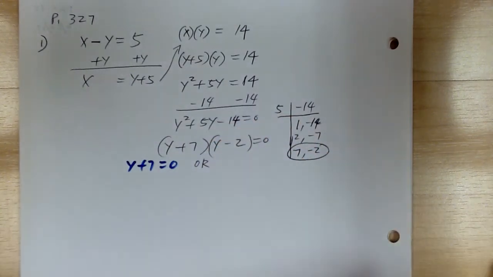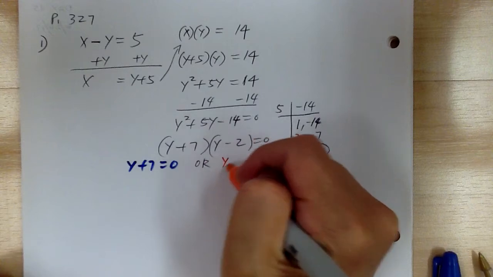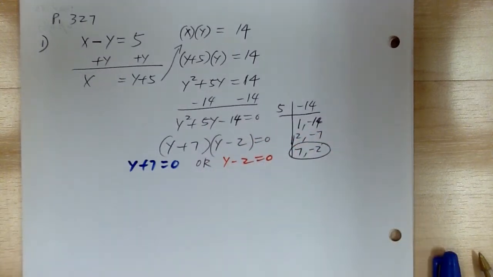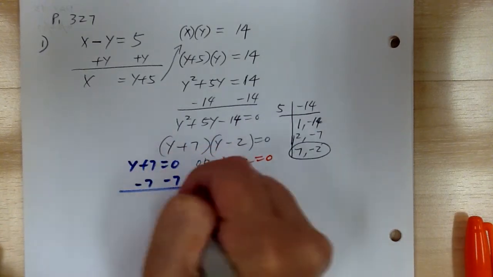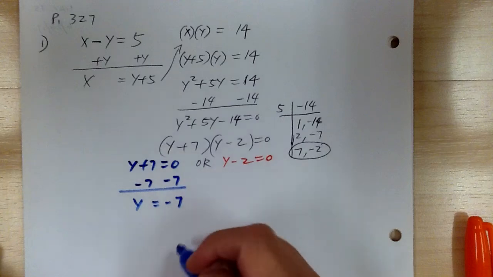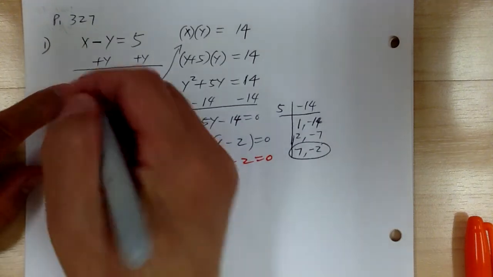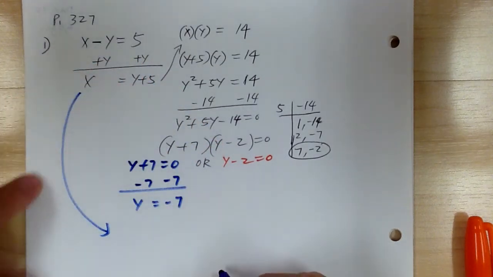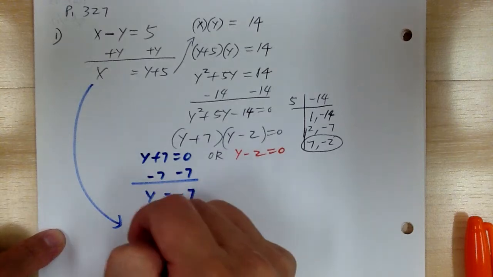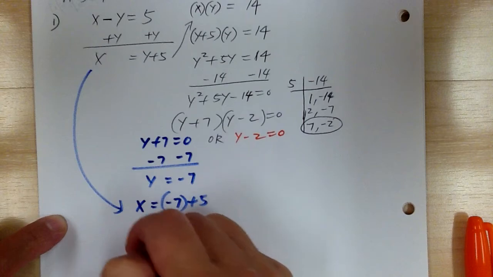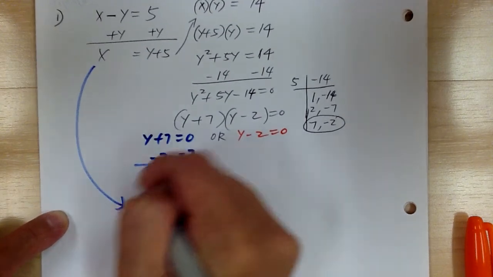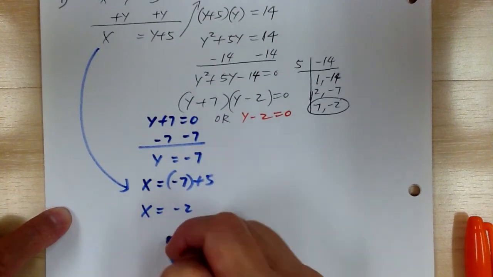or y minus 2 equal to 0. Okay. So for the blue one, to solve, you need to minus 7 on both sides. So you're going to get y equal to negative 7. And then from here, I'm going to use this equation over here to solve for x. So x equal to negative 7 plus 5. So x equal to negative 2. So from the blue side, you're going to get negative 2, negative 7.